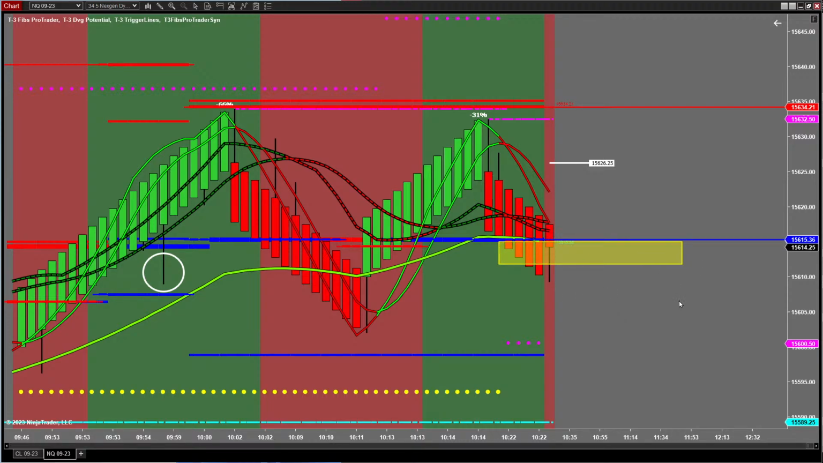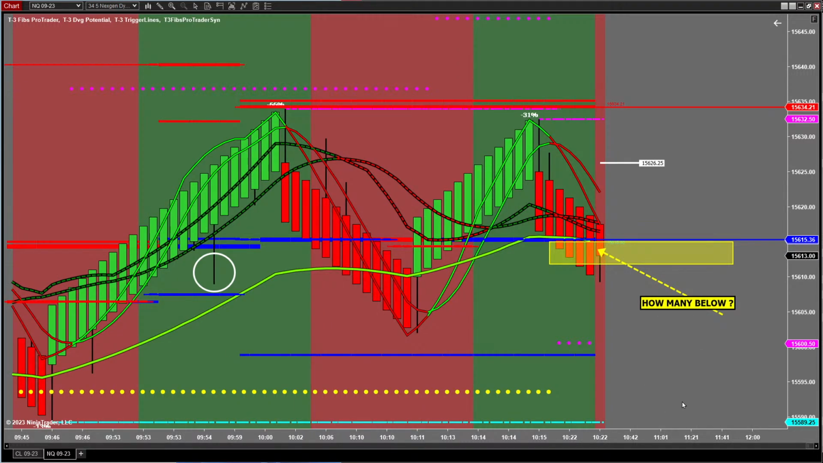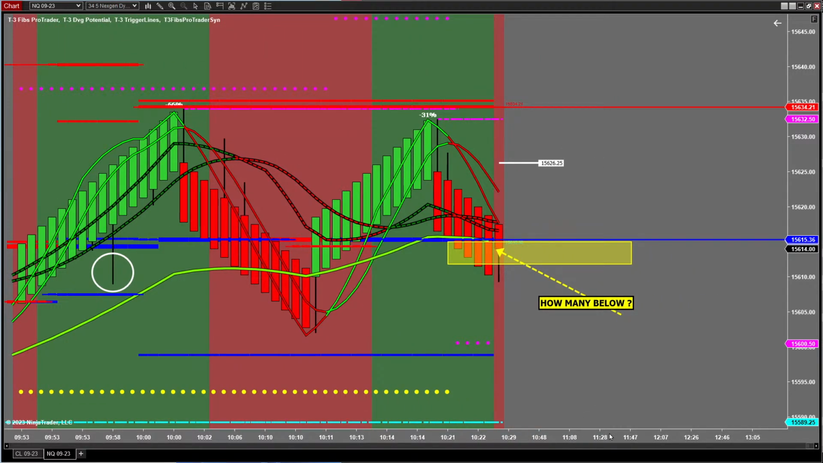Every time you get to a spot, ask yourself the question, how many triggers are below this area? Quick, put a number in, type it in. 1, 2, 3, 4, 5, 6, any? How many triggers are below? 0. Which means it's not yet time to go short. When there's no triggers below a fib, it could go back up one more time. I don't know what they're going to do here, but we'll find out.